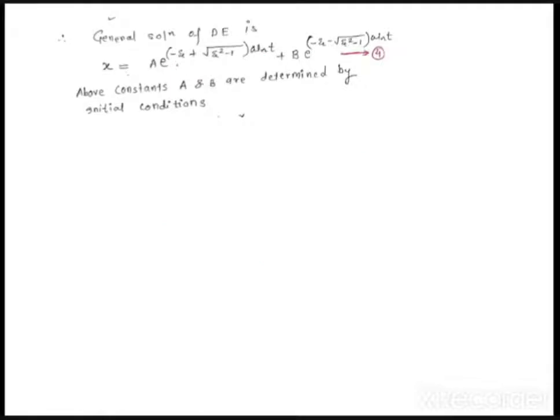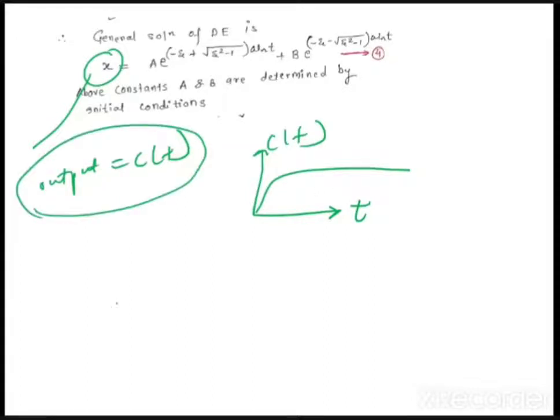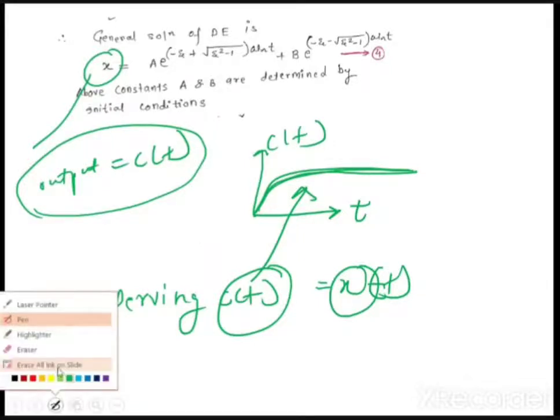Equation number 4: x is equal to a into e raised to minus. So guys, this x is nothing but the output, that is equal to c of t, and on the graph we are locating t versus c of t. So finally, I am deriving the output equation c of t, or you can call it x also, with respect to time t. This output equation will give you the characteristics of this curve, so the characteristics of this graph and this equation will match.